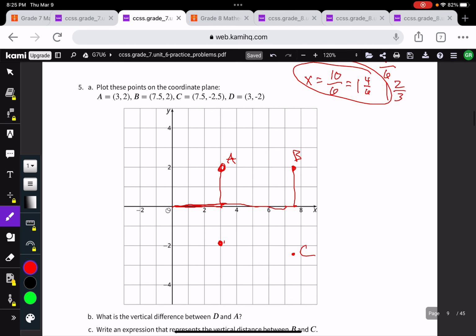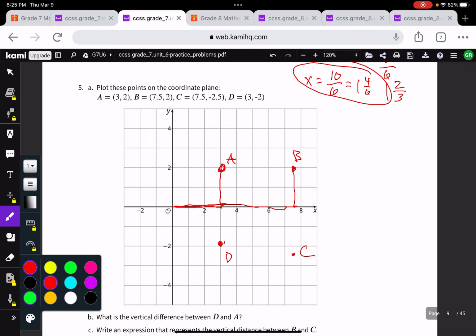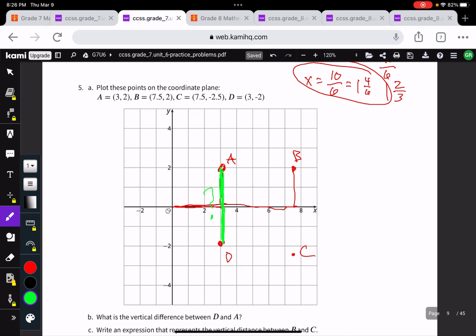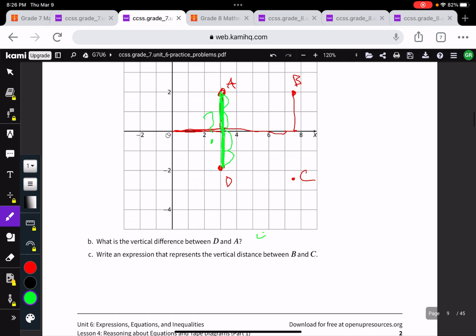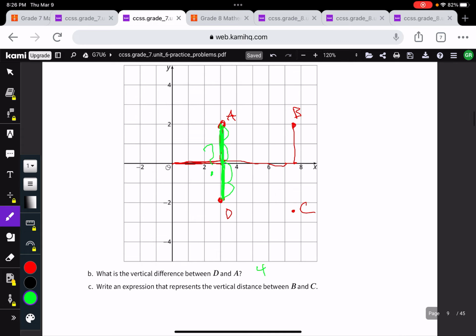What's the vertical distance between D and A? Whoops. So what is the distance? Wish you would just switch colors when I tap it. What is that distance? Well, 1, 2, 3, 4. It says write an expression that represents the vertical distance between B and C.